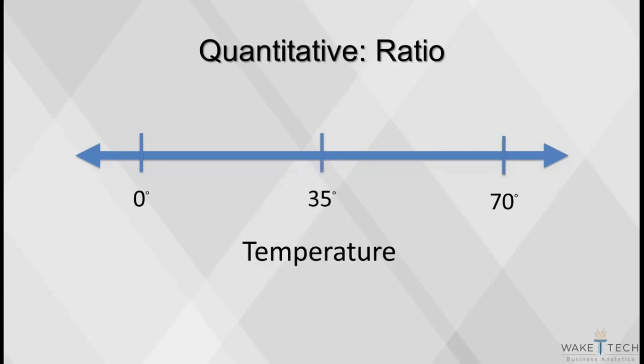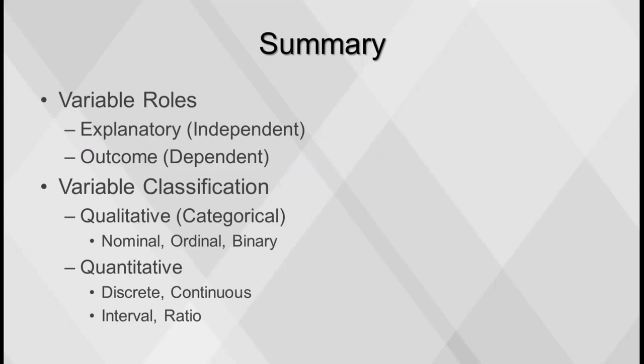However, it doesn't make sense to say that 70 degrees Fahrenheit is twice as hot as 35 degrees Fahrenheit, so temperature is not a ratio variable. This concludes our video on variables.